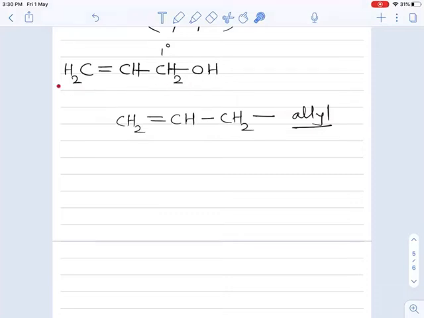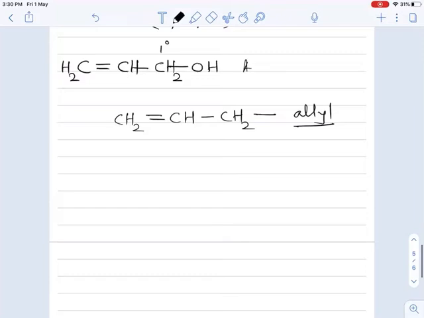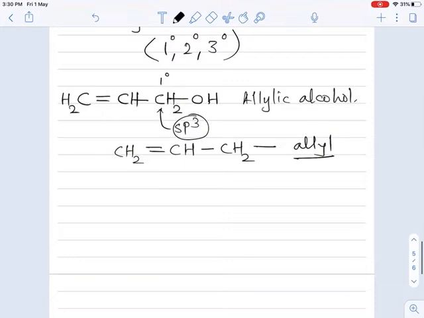So the name for this compound is allylic alcohol. This is the allylic alcohol. It is a primary alcohol, and this carbon is again singly bonded, which shows which type of hybridization? sp3 hybridization. If you take one more example, first we will see its IUPAC name.